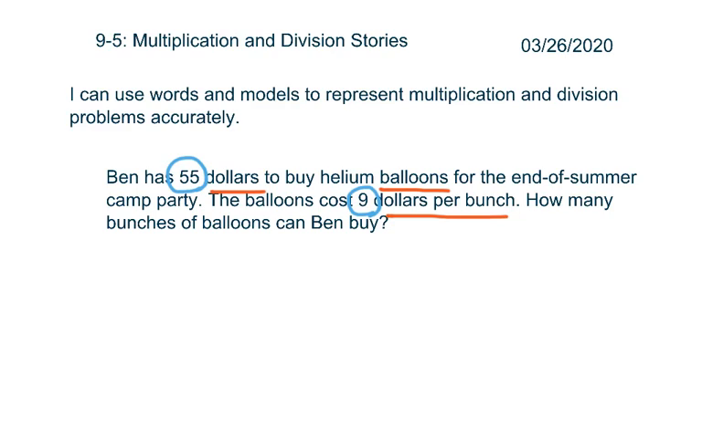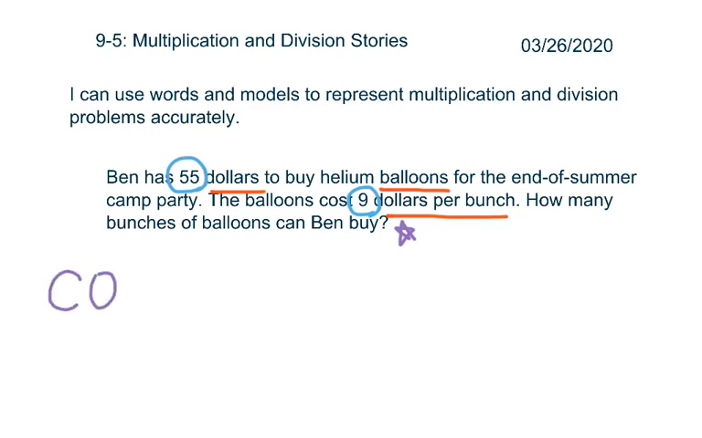Lastly, it says, how many bunches of balloons can Ben buy? So what I need to think about here is, based on the numbers that I'm given and the labels that I'm given, what operation am I using? One way I can do this is by looking for, do I want to combine equal groups or do I want to find the number of groups?